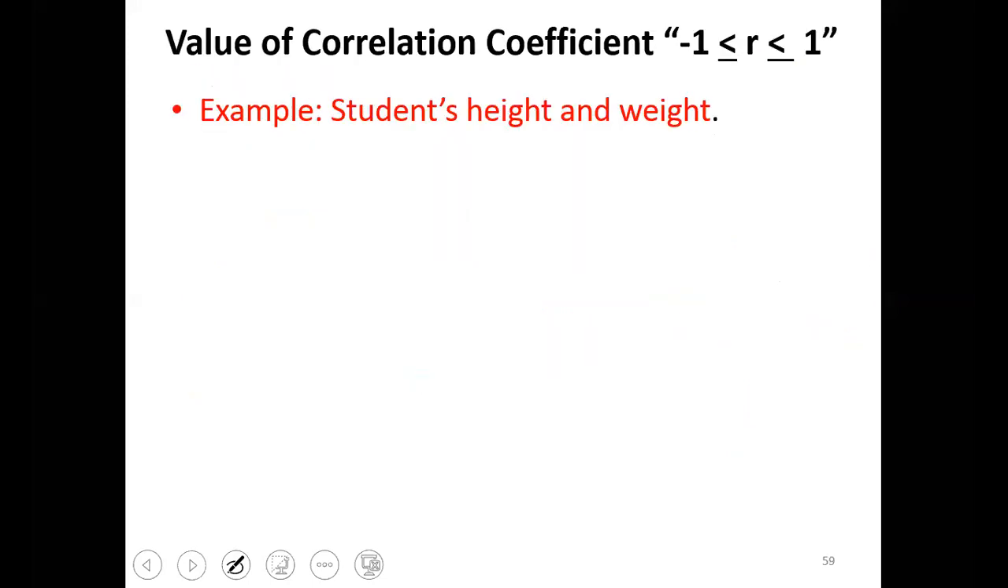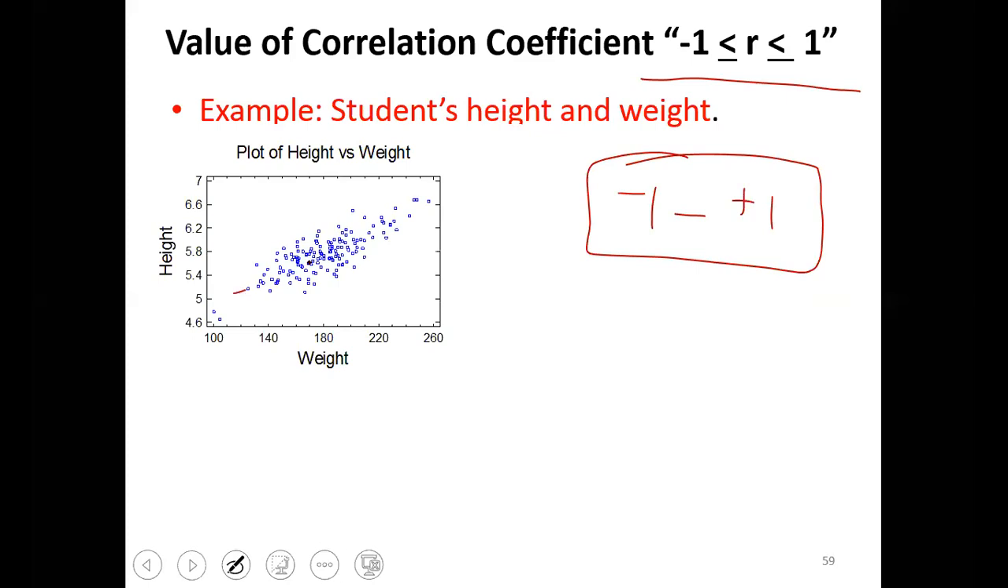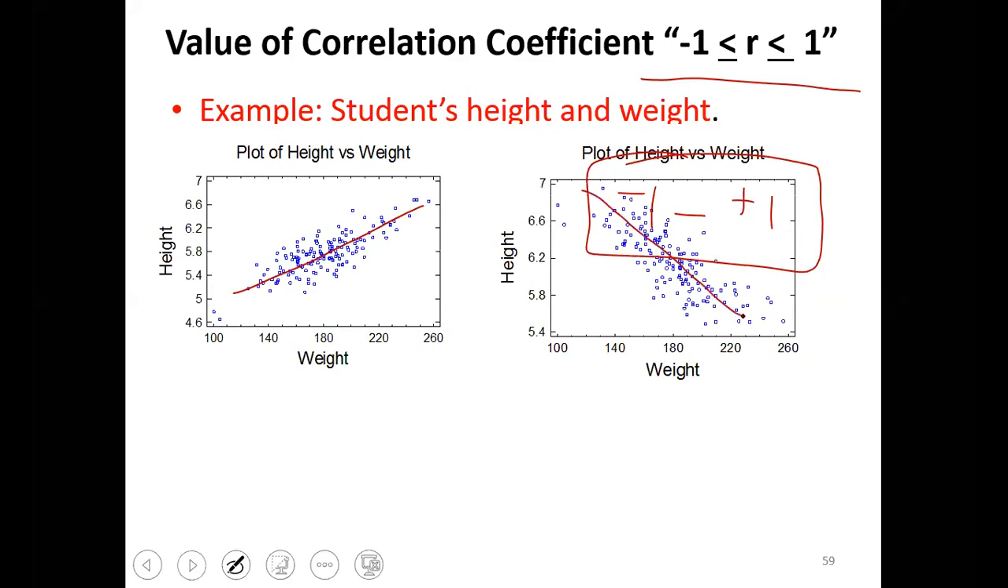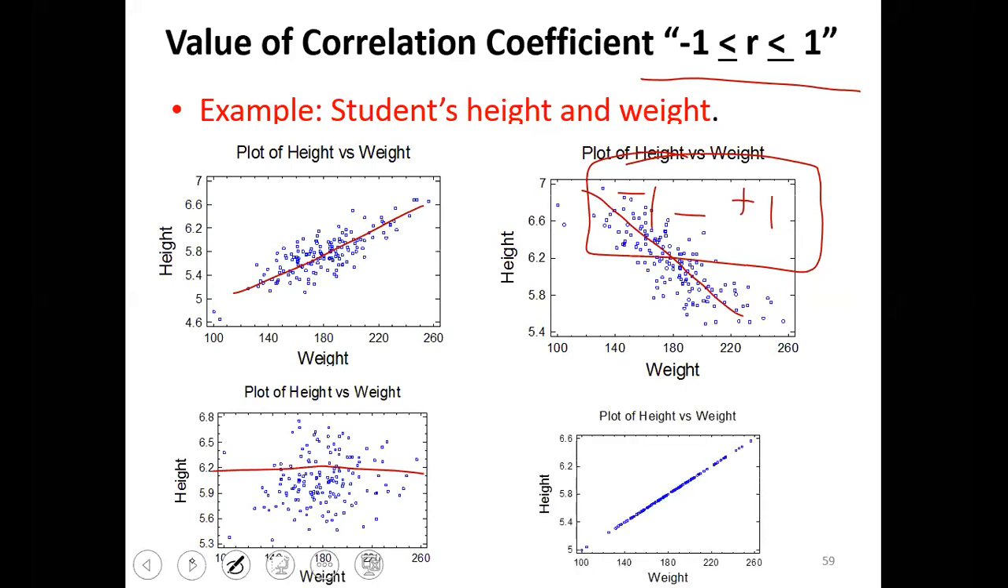So this correlation coefficient value can range from -1 to +1. This R value ranges in between -1 and +1. Look at this example. This has a positive correlation, right? This has a negative correlation. This has no correlation at all. This has a perfect correlation. This is called perfect correlation because all the points are on a straight line. So this is called perfect.